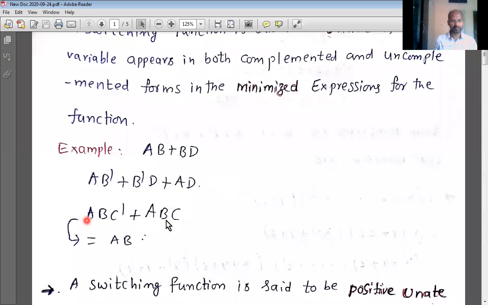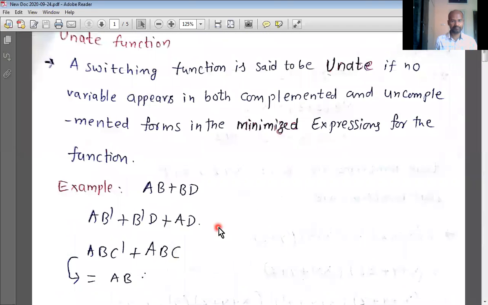Now look at the third expression. The third expression contains 2 terms. This is ABC bar plus ABC, and if you notice, there is nothing wrong with A and B. A is appearing twice. In both the places it is uncomplemented, so is B. And what about C? Here C is coming in 2 places. Here it is in uncomplemented form, whereas here it is in complemented form. This type of expression is not a unit function.